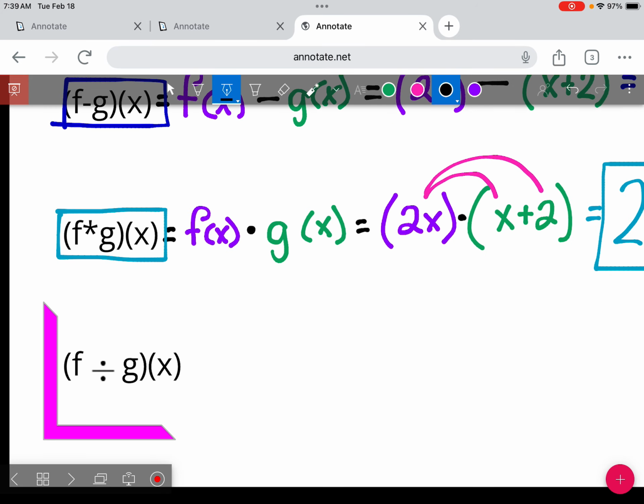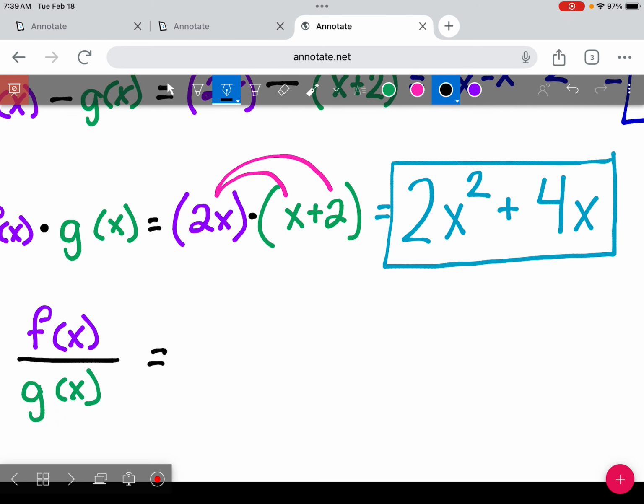And then our last piece on our very first set of operations, we're going to have our f divided by g. That's the same thing as having f of x over g of x. So we're going to set this up as a division. We're going to put my f of x, which was my 2x, over my g of x, my x plus 2.